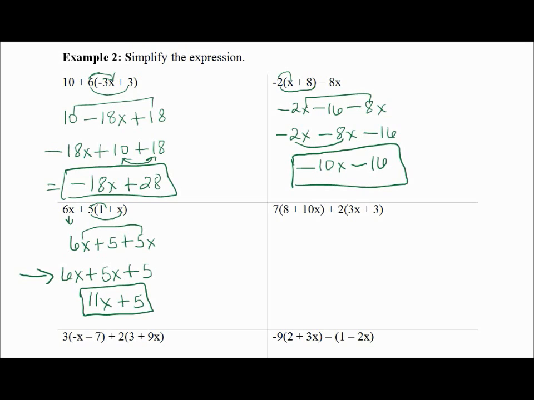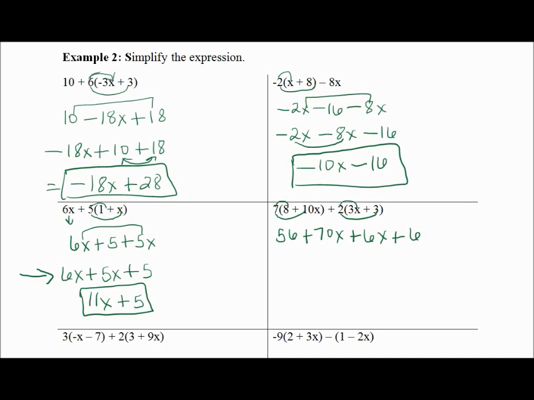On this one, we clearly see we're going to have to apply the distributive property twice. So let's go ahead and get started. 7 times 8 is 56. 7 times 10x gives me 70x. Now over here I have 2 times 3x gives me 6x. And then 2 times 3 gives me my plus 6.